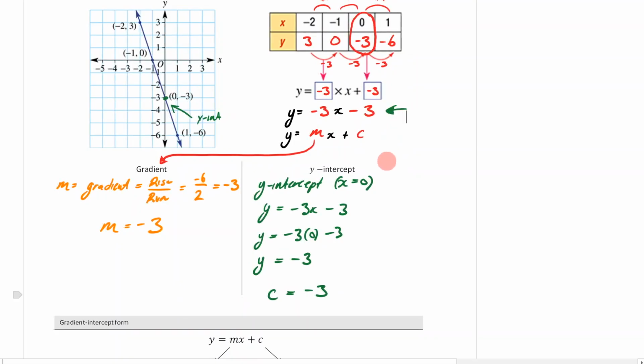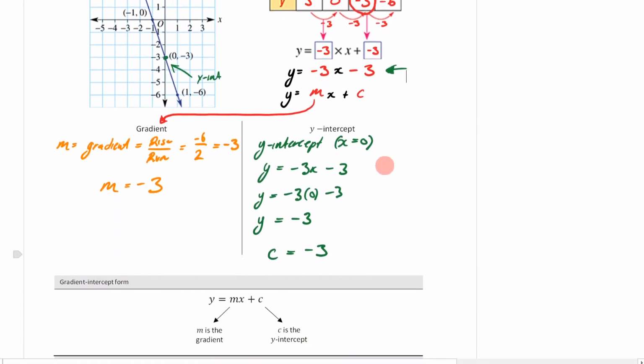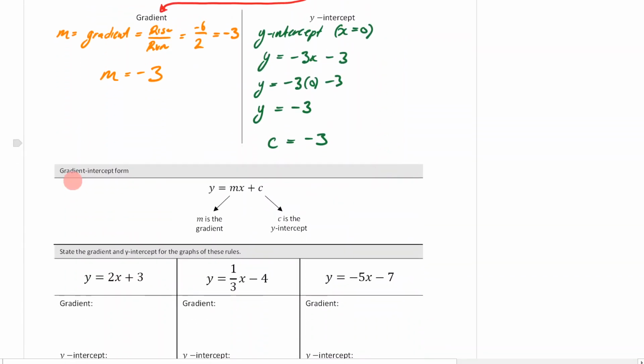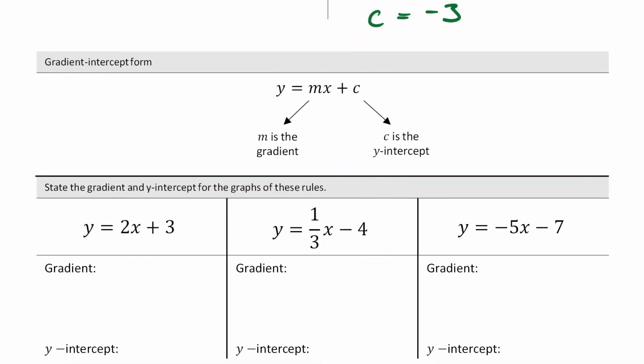The gradient y-intercept form. And I've actually written it again here. This is important, everyone. That's why I've rewritten it. The gradient intercept form. M is the gradient. The C is the y-intercept.